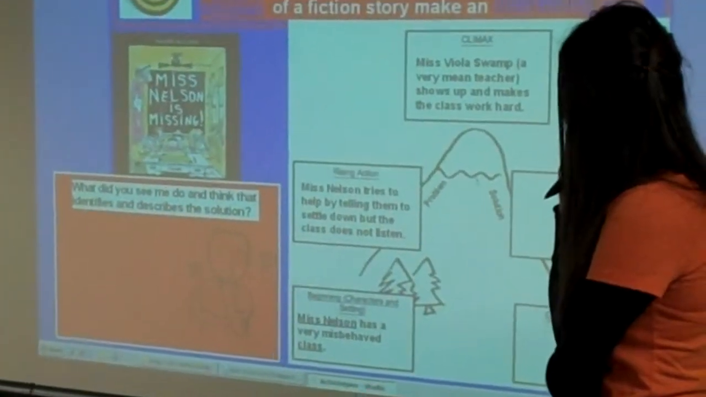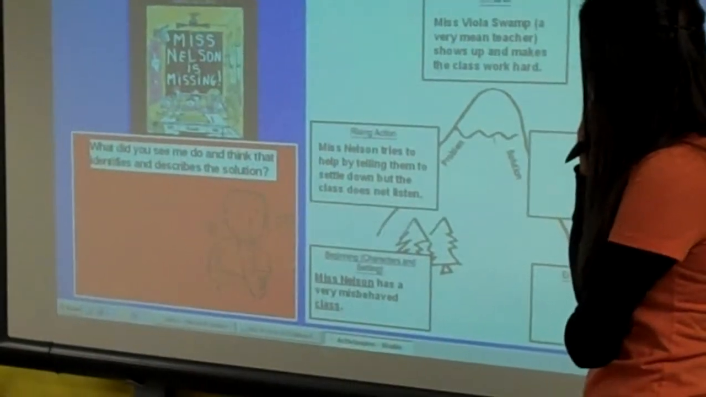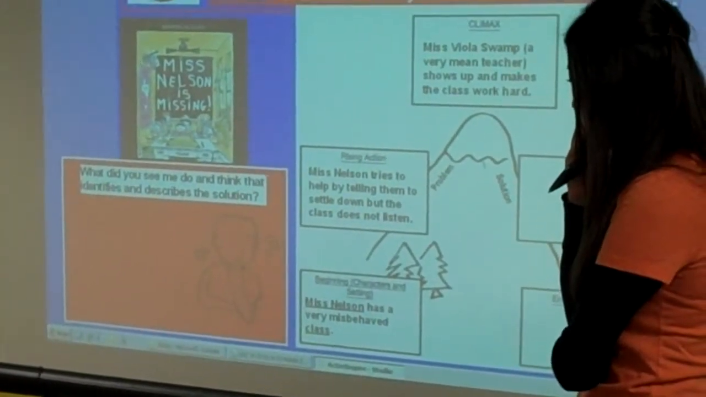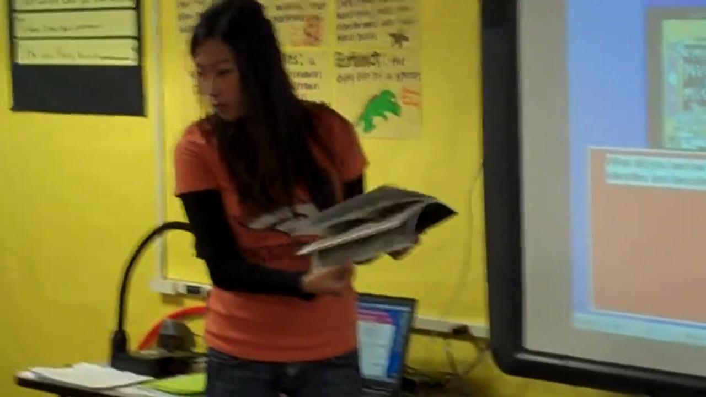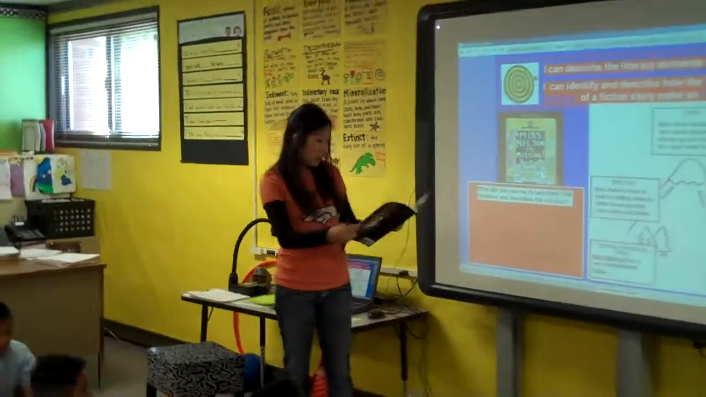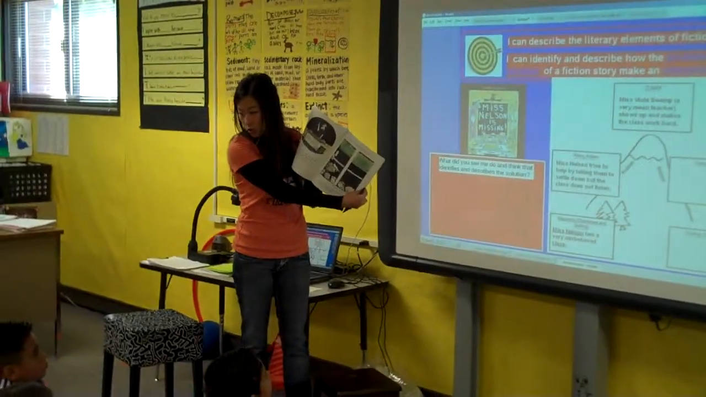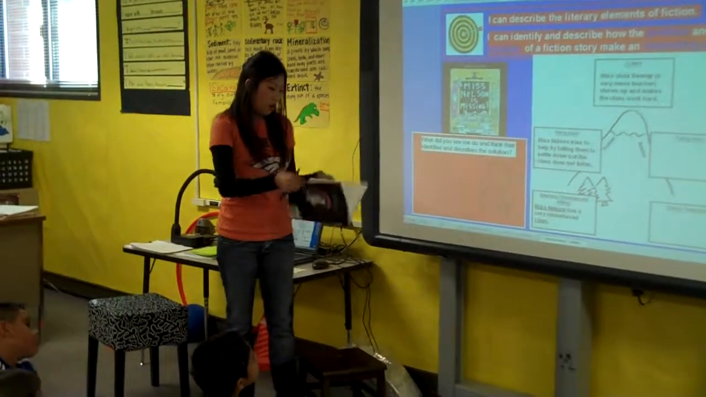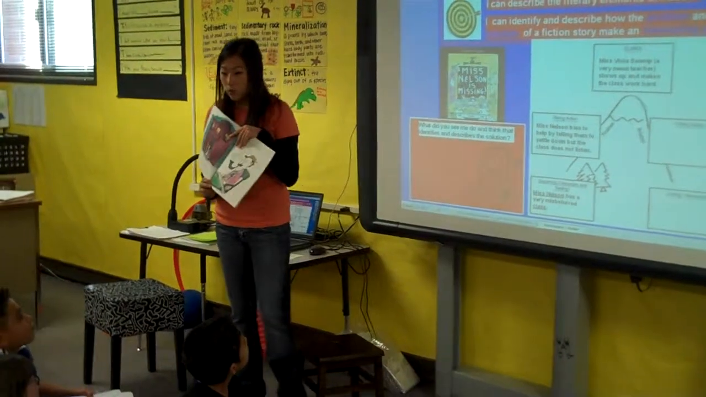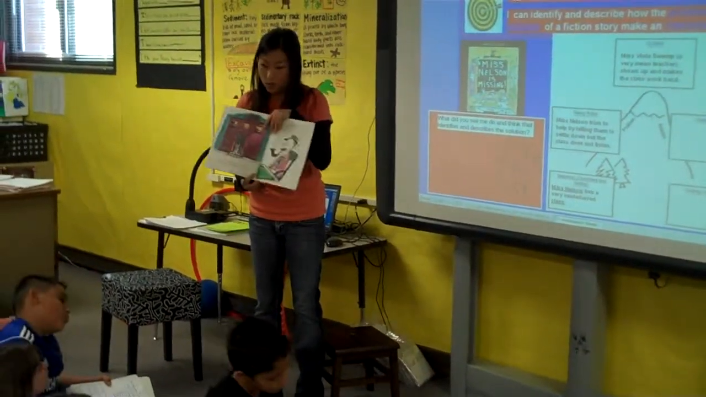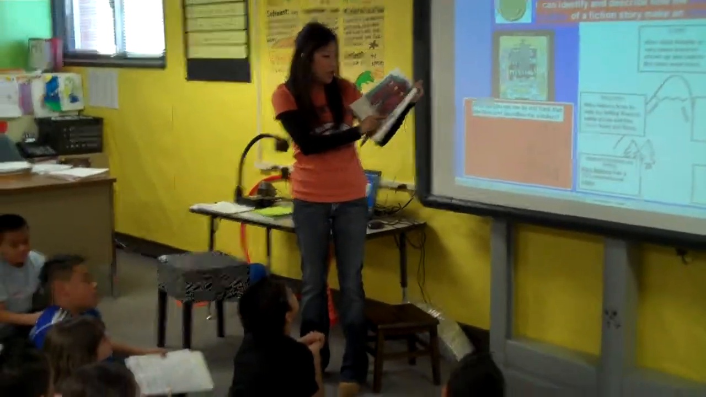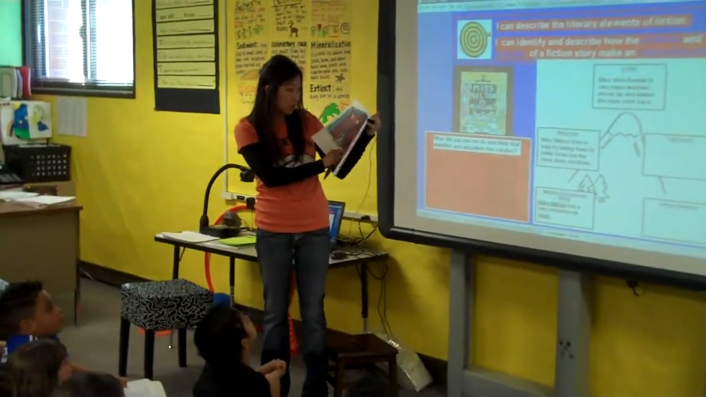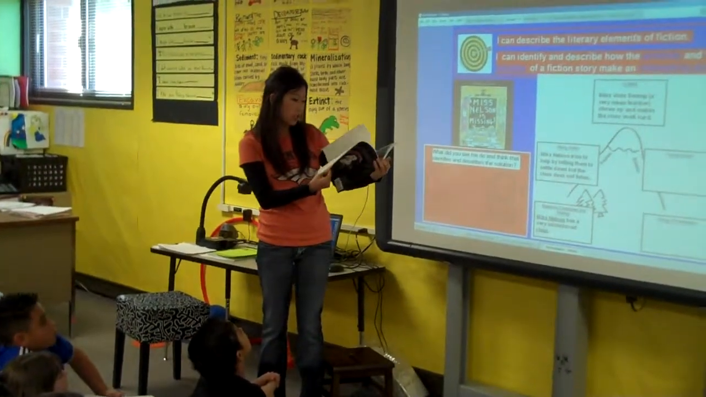Now I need to think of the solution and what is going on. What I would do is go back to my text right here to make sure I'm really getting information from the text. So yesterday I was looking at how Miss Viola Swamp came. Remember, she made them work really, really hard? Oh, and then the kids were wondering where Miss Nelson is, so they went to the detective, what was his name? Oh, McSnog. And they were telling him that she's missing. I think I'm going to write that down, but let me just keep looking.